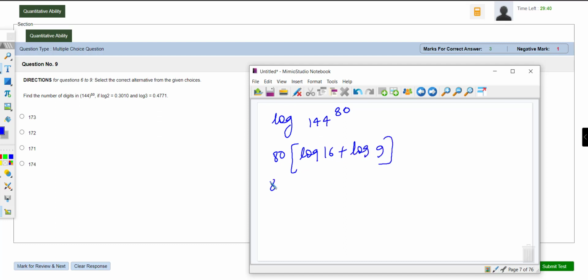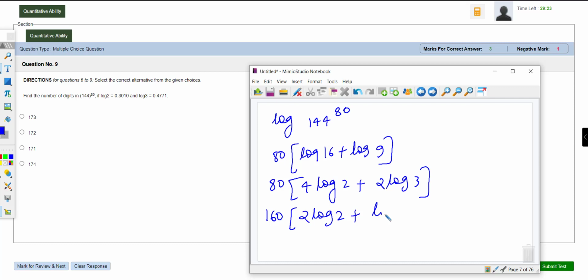Log 16 is what? 4 log 2. Log 9 is 2 log 3. Again take 2 common, so this is 160 into (2 log 2 plus log 3). So we know the value of log 2. Log 2 is how much? 0.3010. So 2 into log 2 becomes 0.6020, plus log 3 is how much? 0.4771. So let's do this addition.